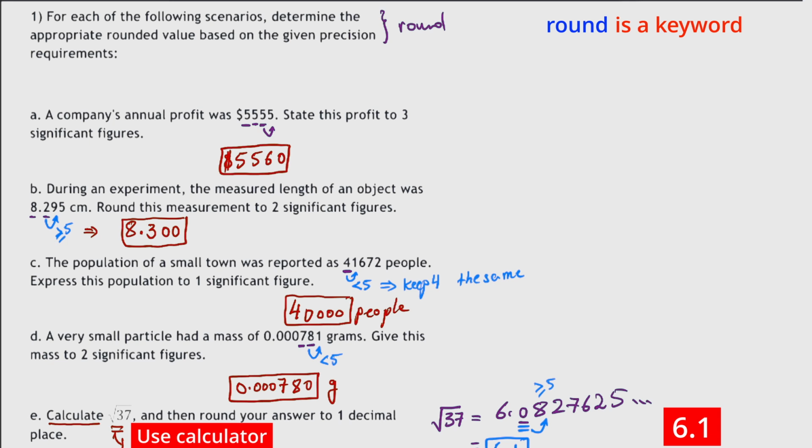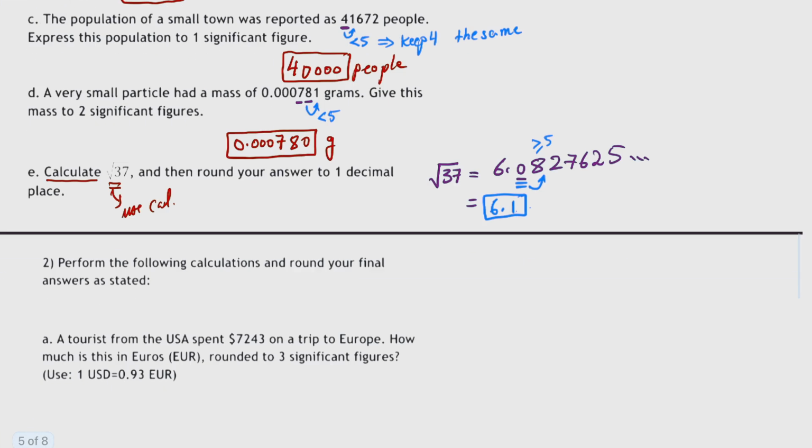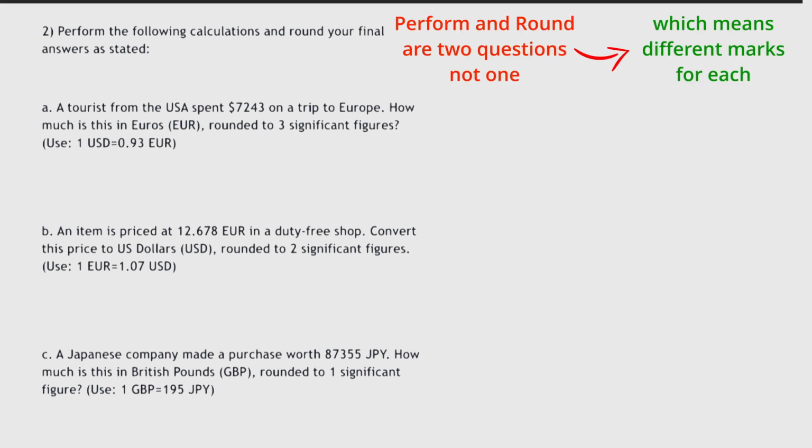Now moving on to the next question. Question number 2. Perform the following calculations and round your final answer as stated. Imagine that you are traveling to another country. Once you travel to another country, you have to deal with different currencies. So this is an example of how we can convert from one currency to another and round to the given precision.